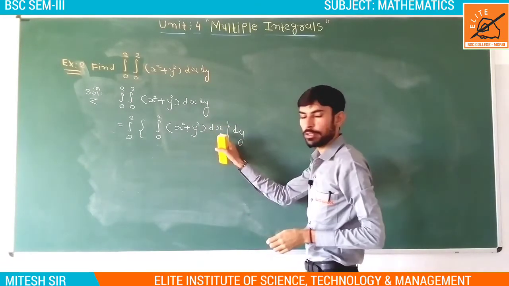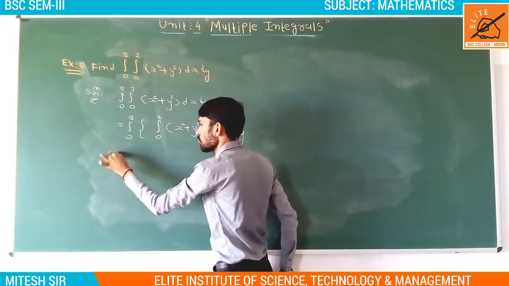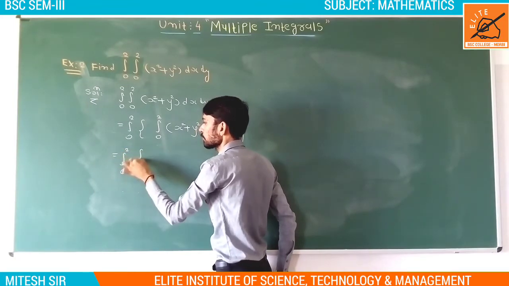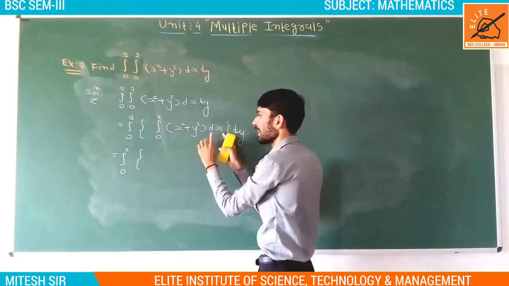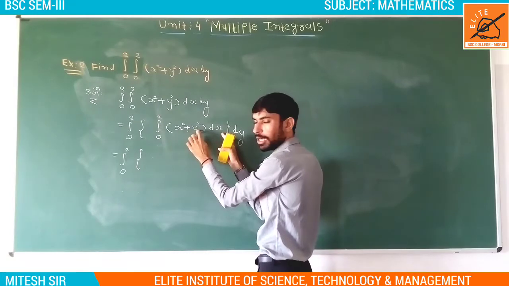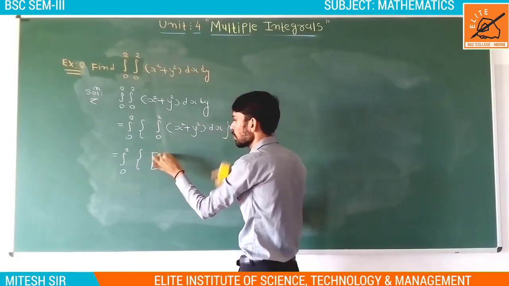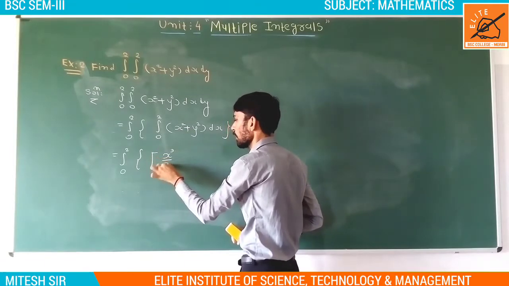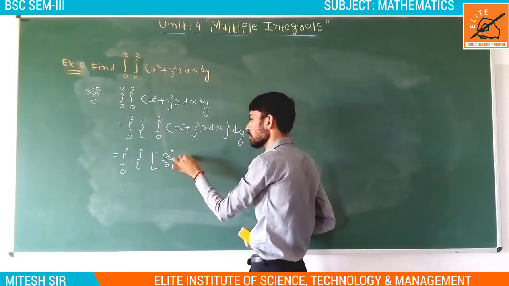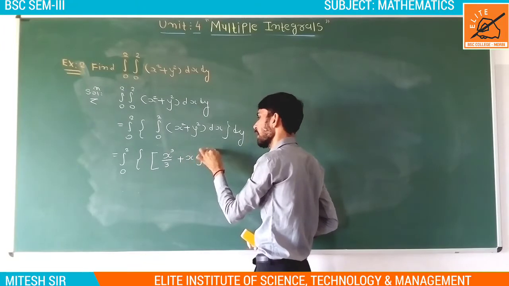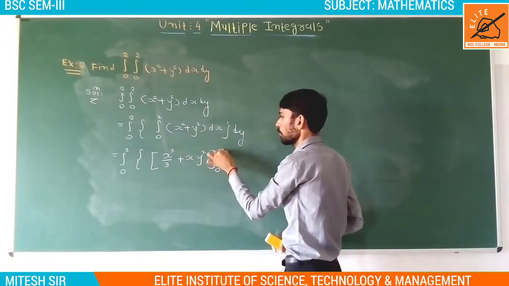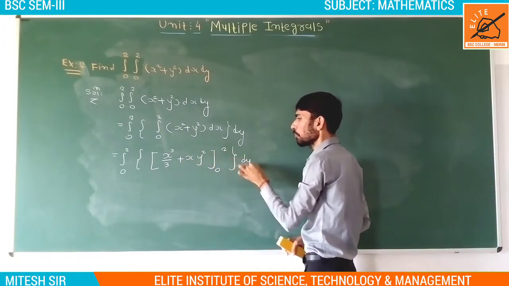Here we are doing first of all with respect to x, so y counts as the constant. Here we are doing integration with respect to x, which means y square counts as the constant. So the integral of x square, friends, will be x cube by 3. Y square counts as the constant, so it will be x square y. Limit is 0 to 2 into dy.